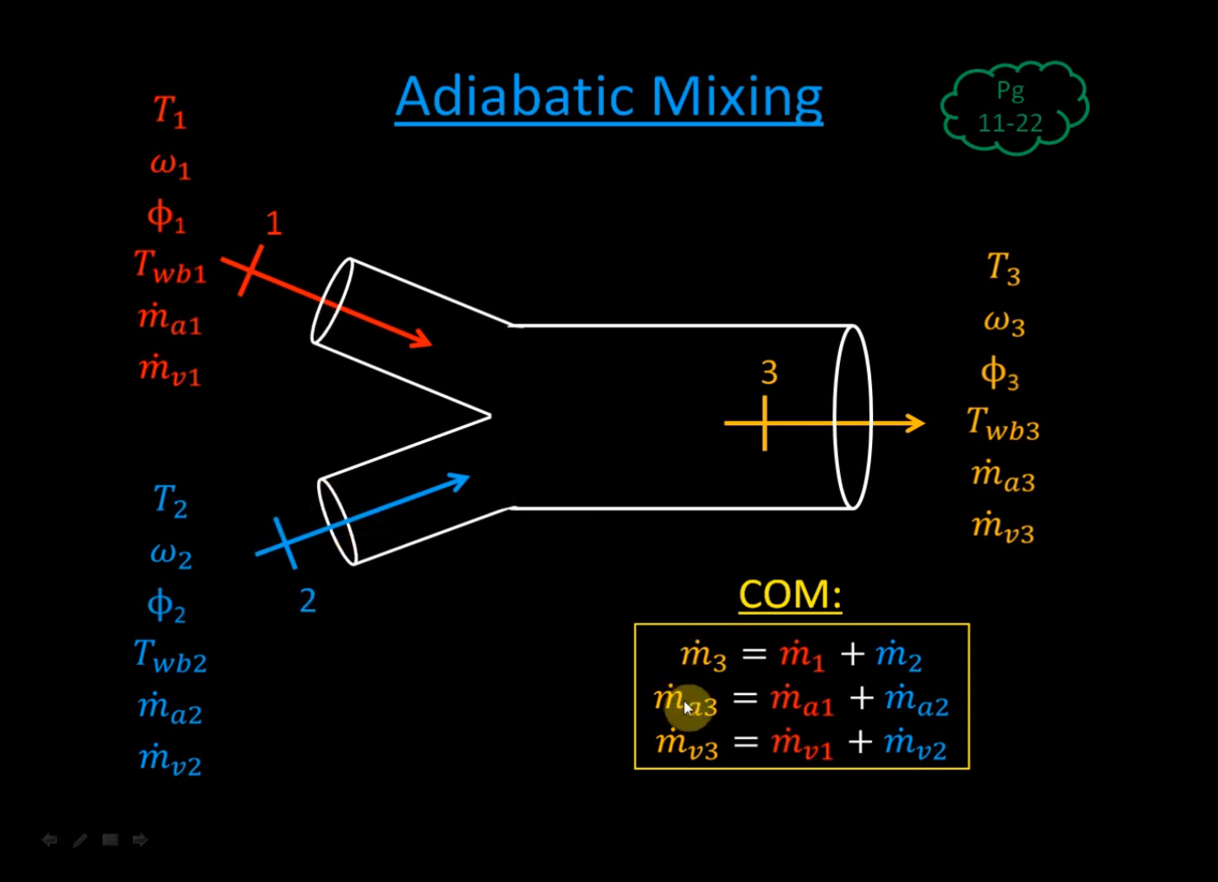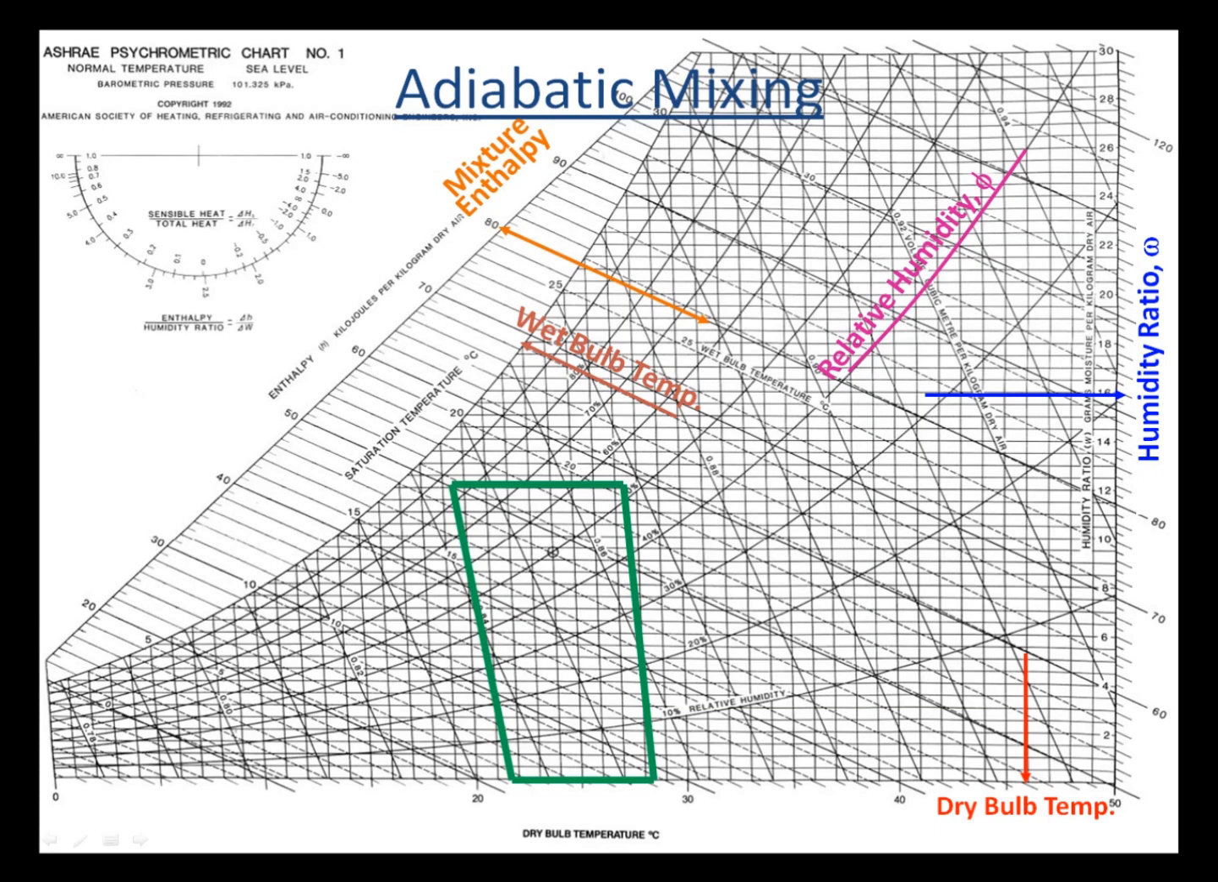I could break this down further and say that the mass flow rate of the dry air at 3 is the sum of the mass flow rates of just the dry air from 1 and 2, and respectively the mass flow rate of the vapor by itself at state 3 is equal to the summation of the mass flow rates of the vapors of 1 and 2. And that's very important. We come up with some relationships on how we're going to fix state 3, which I'm going to show you now on this next psychrometric chart.